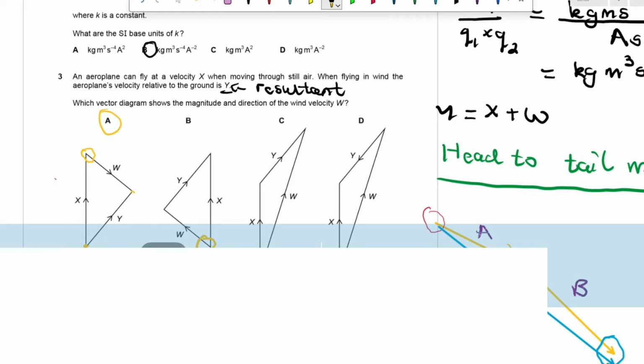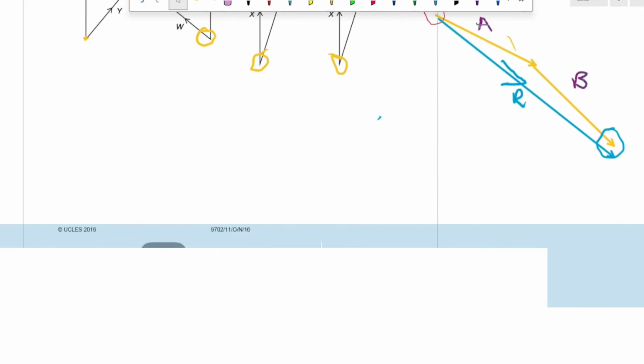The same is happening with C. They are not meeting head to tail. The same is happening with D. They're also not meeting head to tail. So our answer therefore is going to be A. Move on to the next question.